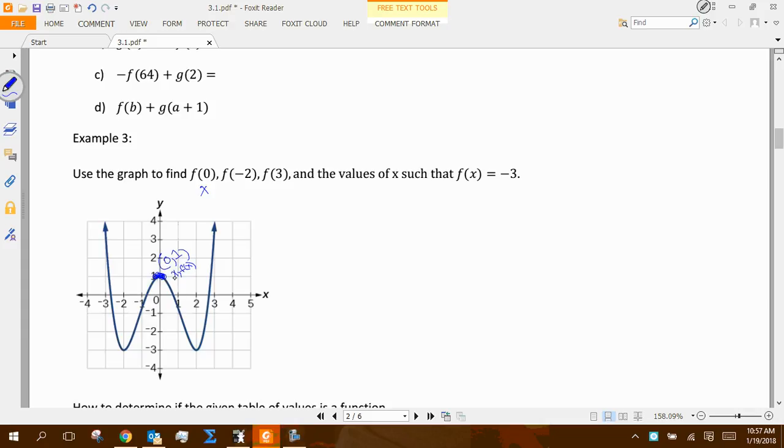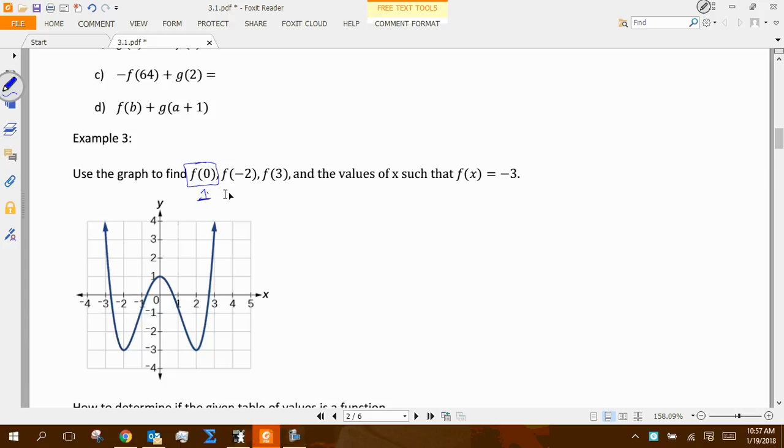Well, if x is 0, it's the point (0, f of 0). Well, that would be x being 0, and f of 0 would be that 1. So basically here what they're asking you is, if x is 0, what's your y value? What's your y value that goes with that? In this case, it would be 1.